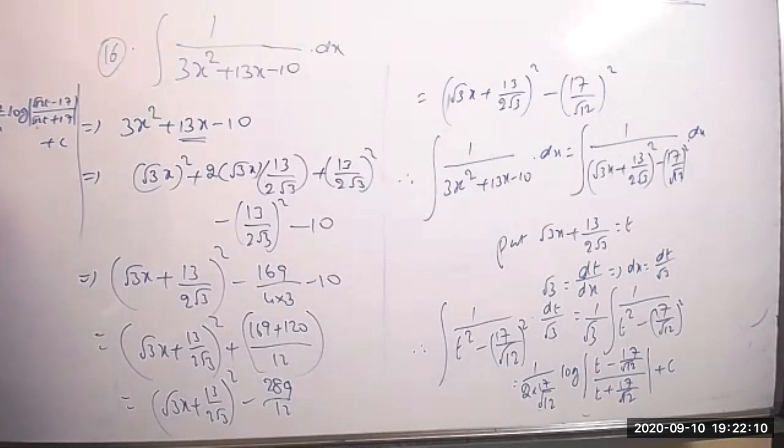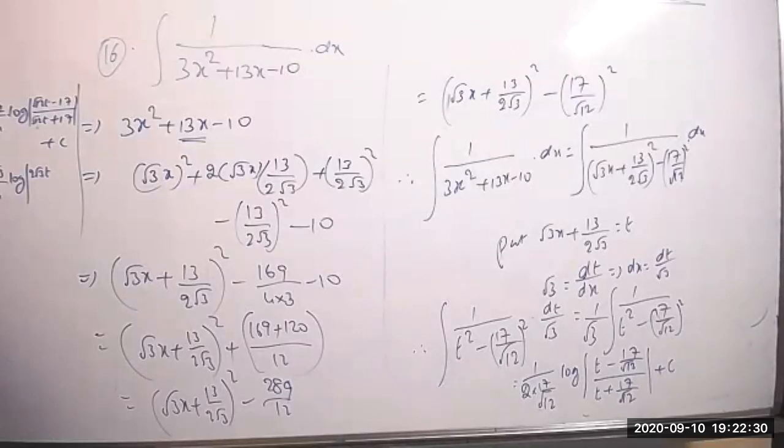And root 12 you can also write now. It is 4 3s are 12, so you can write 2 root 3. 2 root 3 by 34 into log modulus of... This is clearly how you can write it now. Either you can take root 12 or else you can write 2 root 3 t. And the value of t equal to?